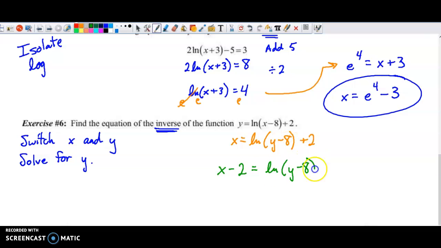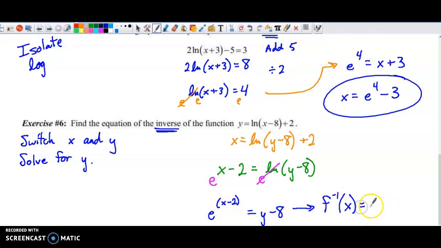And then from here, whether you just change it to exponential form or you think about to undo the natural log, you take e to both sides. So we're looking at e to the x minus 2 power is equal to y minus 8. And so my final answer, whether you prefer inverse notation or you just write y equals, I'm good either way, is e to the x minus 2 and then plus 8.